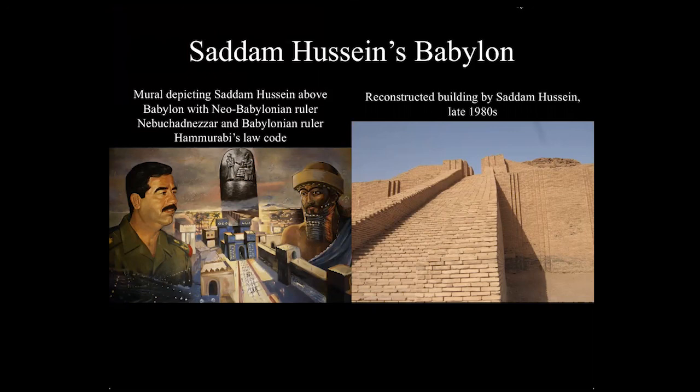And then he, Saddam Hussein, actually reconstructed some of these ziggurats, some of these Sumerian buildings. So there was this kind of ideological push in the 20th century by Hussein to associate his rule of Iraq with kind of the glory of these Mesopotamian cultures. So there's that really interesting kind of overlay and appropriation of Mesopotamian cultures that happens in the 20th century.